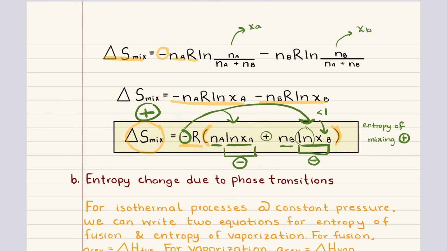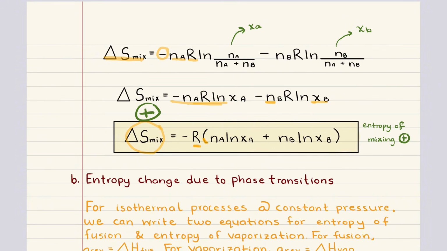Second, notice that the formula, it does not depend on the identity of the gases at all. As long as they are ideal and they're different from each other, the entropy change depends only on the mole numbers and their ratios. This is one of the elegant features of statistical thermodynamics.